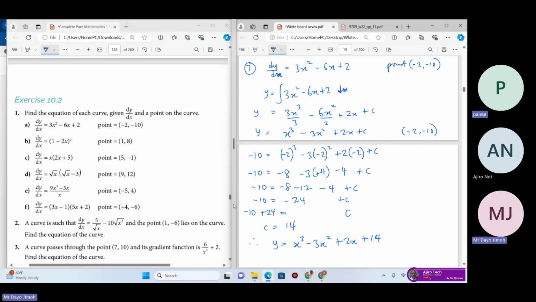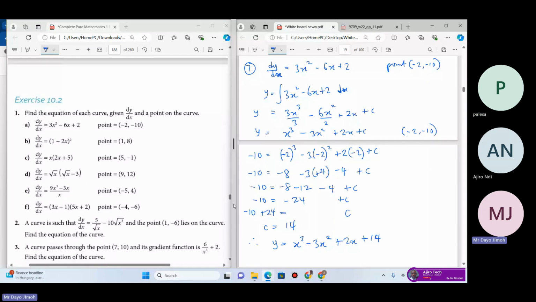Yes. Isn't it? Good. So now note, you're going to solve all these questions. Now, the 1C question, what do you do first? You expand the bracket, right? Yes. So you have dy/dx is x into 2x plus 5. Expand this bracket. After expanding the bracket, then you integrate. Then you put this point to get the value of C. So solve. Let me see you solve this one.